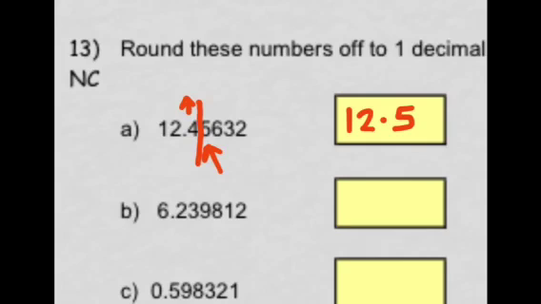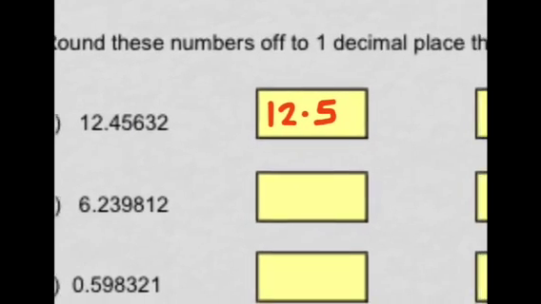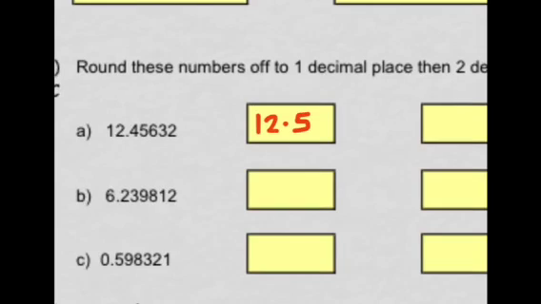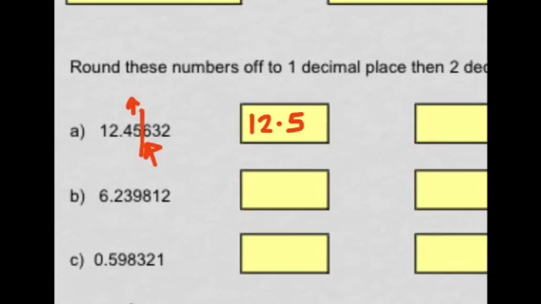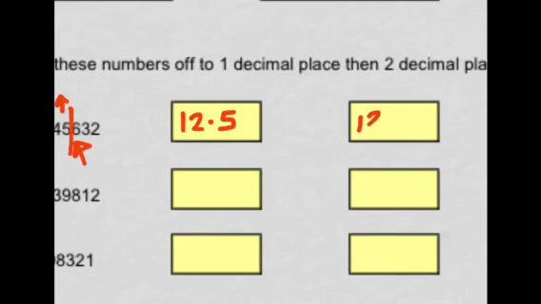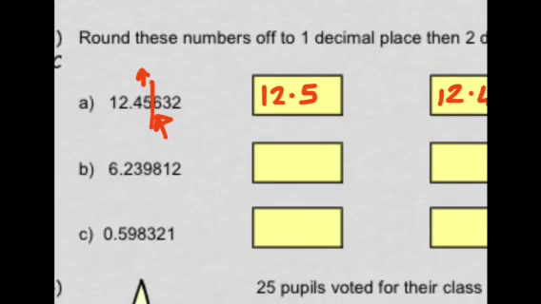Let me remove this part and look at what the answer would be for 2 decimal places. So this time I'm going to draw my line after 2 places. So I'm going to draw my line here. I'm going to look at this number. Because it's a 6, this number is going to jump up 1. So my answer is going to be 12.46. And if you keep going like that for the rest, drawing lines, looking at numbers, that should help.